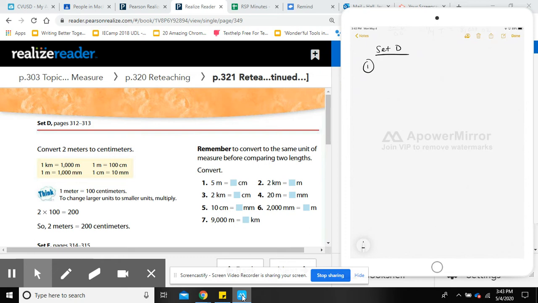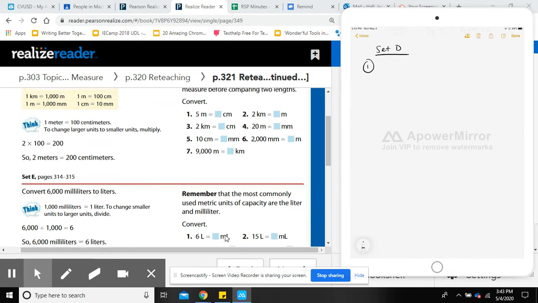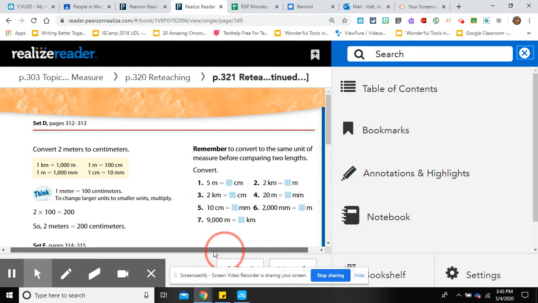Okay. So let's go through this just like we did the rest of them. So let's start with number 1. I don't think I'm going to be able to go through all of these. Wait, let's do 1, 3, and 5. Okay. So number 1 is 5 meters is equal to how many centimeters?